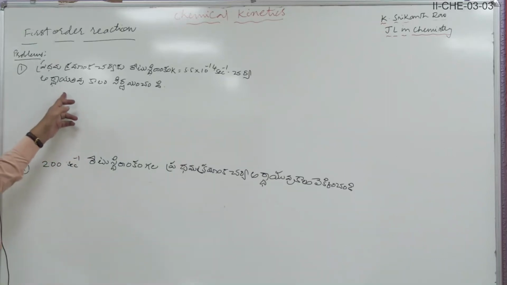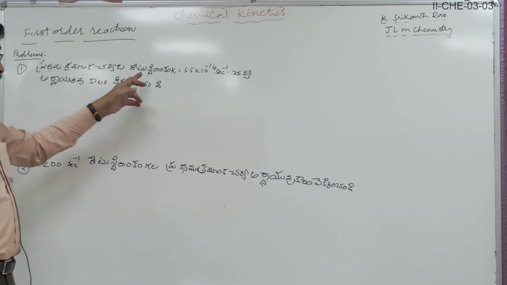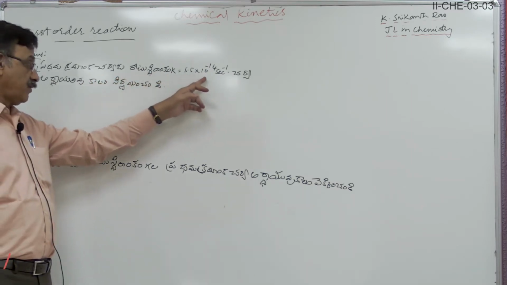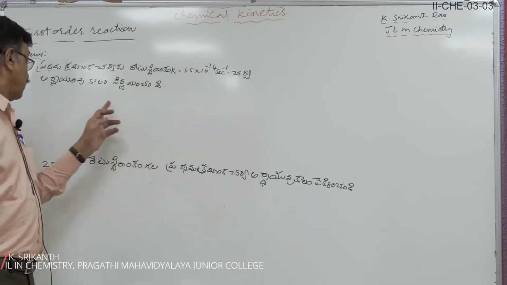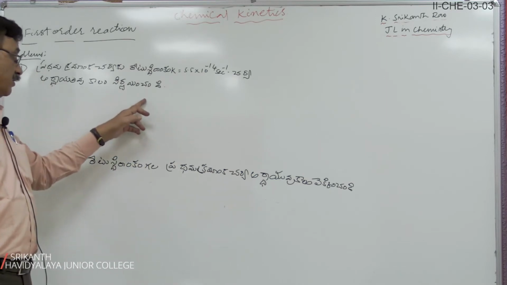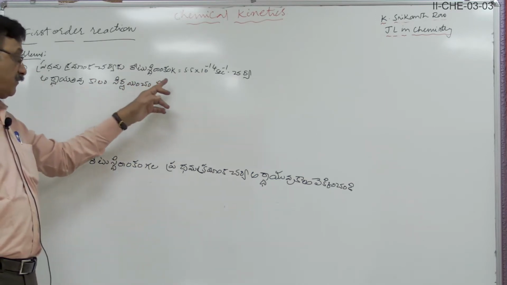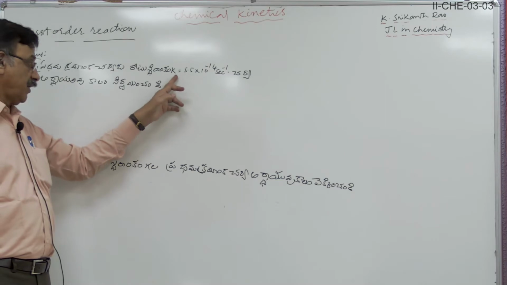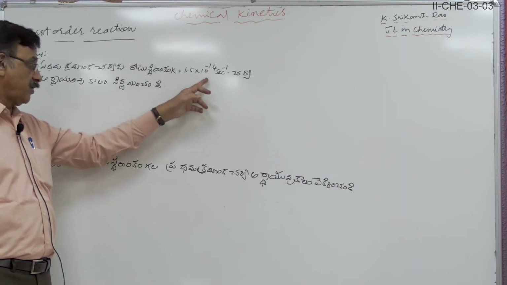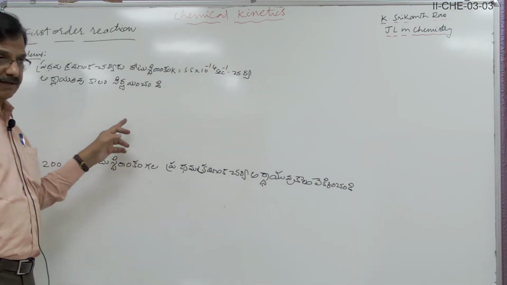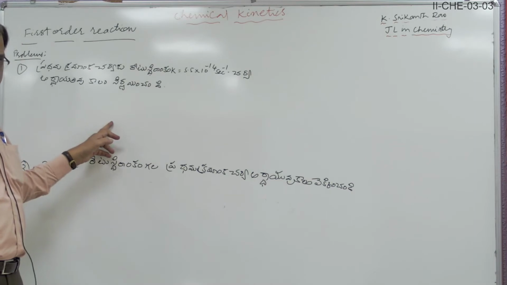ఇక్కడ కొన్ని ప్రాబ్లమ్స్ చేద్దాం మనం. ప్రథమ క్రమాంక చర్యకు రేట్ స్థిరాంకం k ఈక్వల్ టు 5.5 into 10⁻⁴ సెకండ్. చర్య అర్ధాయు కాలాన్ని నిర్ణయించండి. రేట్ కాన్స్టెంట్ ఆఫ్ ఏ రియాక్షన్ ఈస్ k equal to 5.5 into 10⁻⁴. Calculate the half-life period of a reaction.